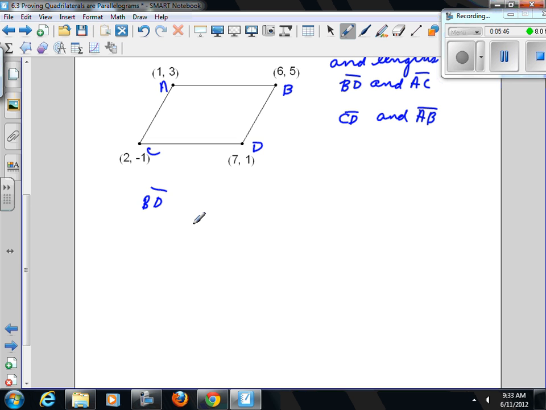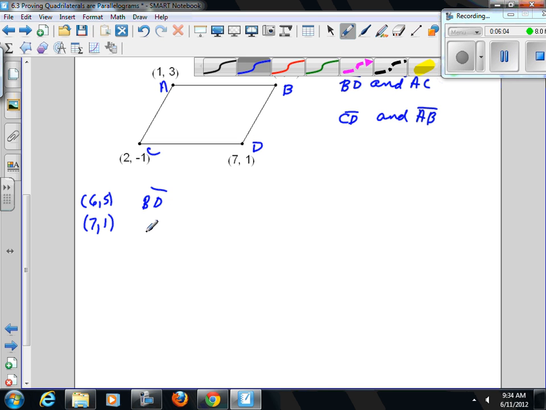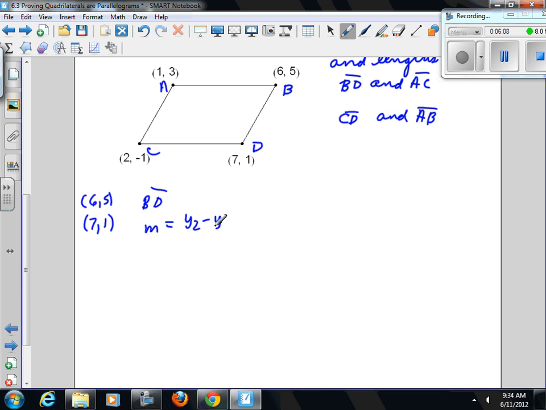Okay, let's look at the slopes. So here we have BD, which has the endpoints (6, 5) and (7, 1). If we plug them into our slope formula, which I'm going to write, the slope is found by taking y2 minus y1 over x2 minus x1. It doesn't matter whether you put the x or the y first, as long as you're consistent.